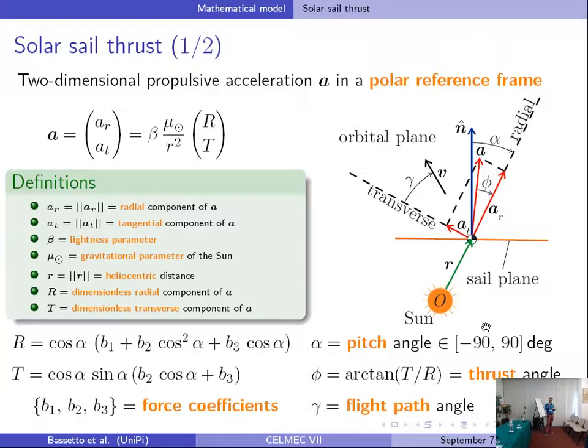R and T depend also on three coefficients, v1, v2, and v3, the so-called force coefficients, which depend on the optical properties of the membrane. If you look at this figure again, we can define the thrust angle, which is the angle between the local radial direction again and the direction of a, and the flight path angle, that is of course the angle between the velocity v and the local horizontal line.